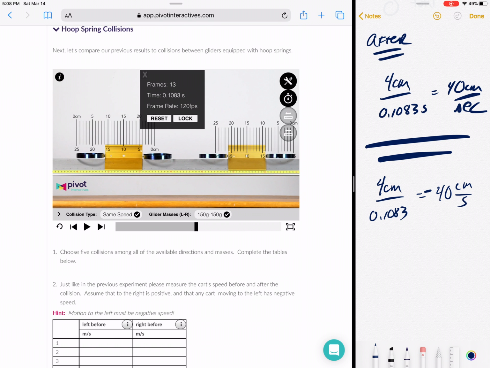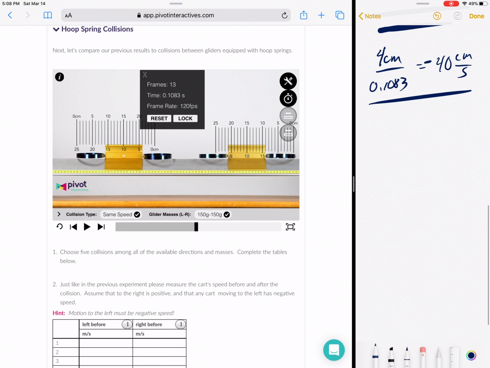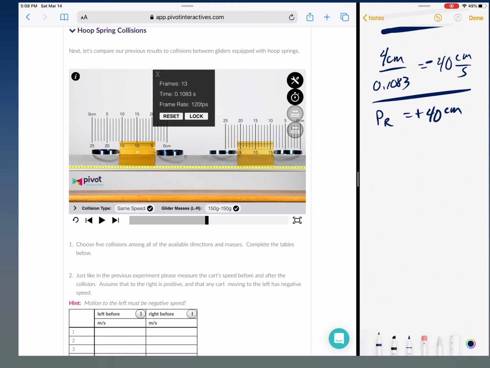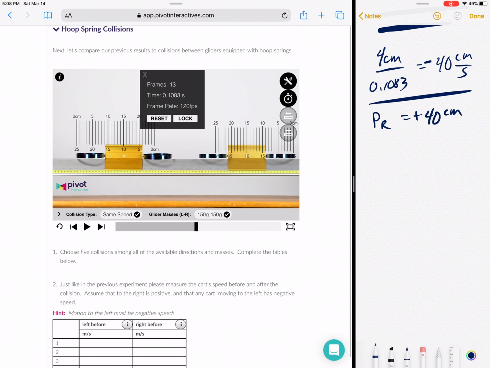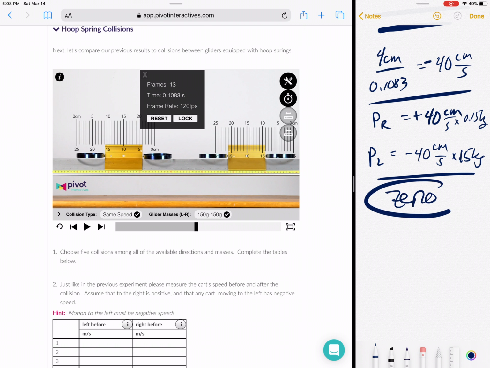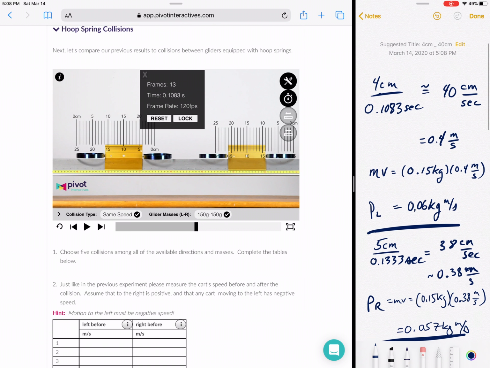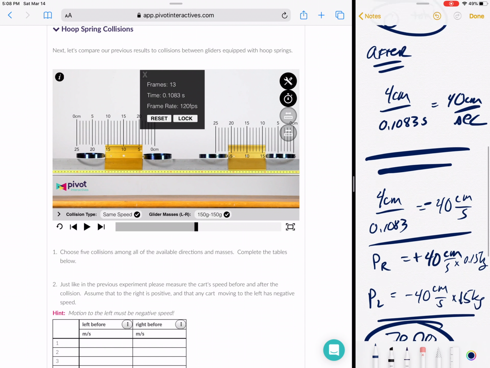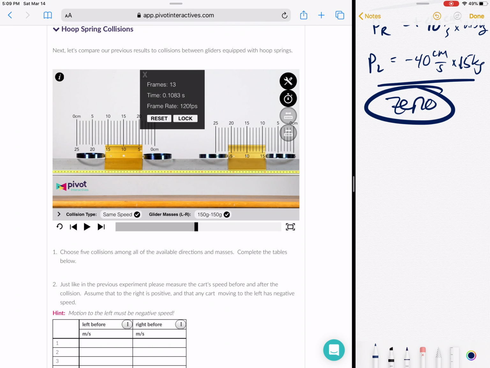So I would say that the total momentum in the system after the collision is the cart on the right, which is positive 40 centimeters per second times 0.15 kilograms. The momentum from the guy on the left is negative 40 centimeters per second times 0.15 kilograms. We don't actually care what this momentum is because the sum is 0. So the momentum before the collision was 0. See that? And then the momentum after the collision is 0. And sure enough, the momentum was conserved.